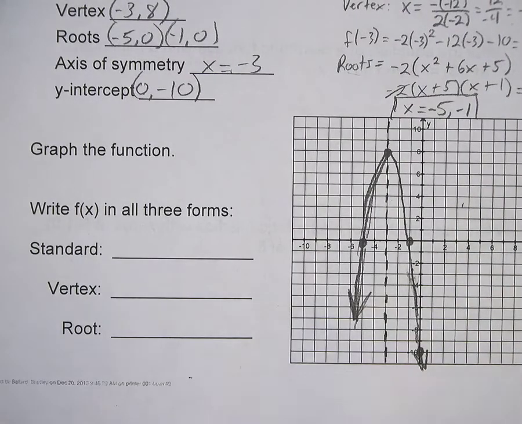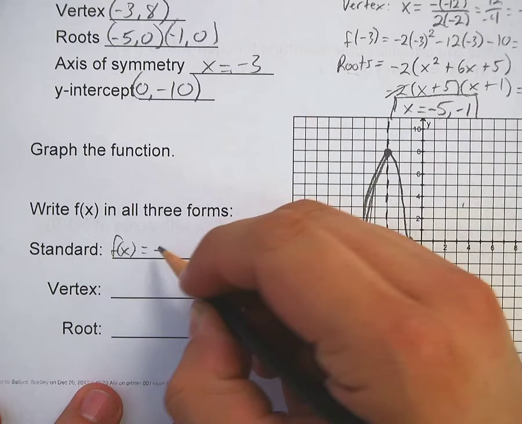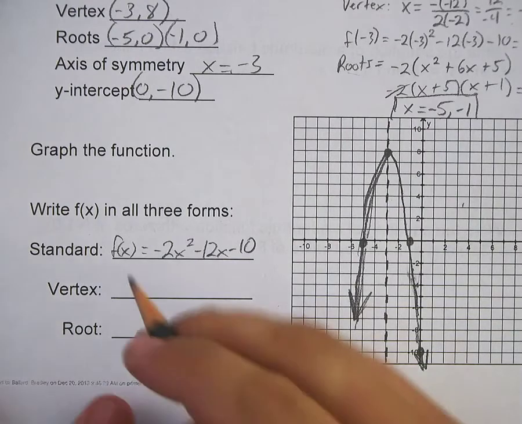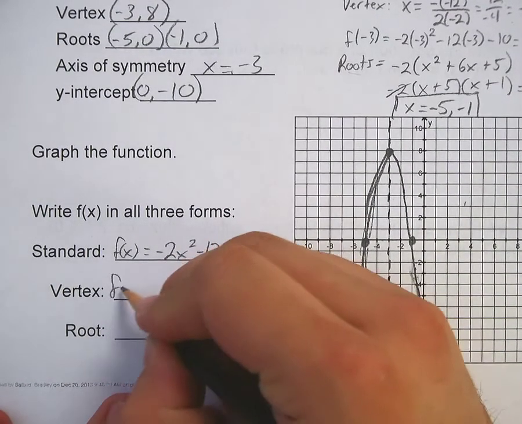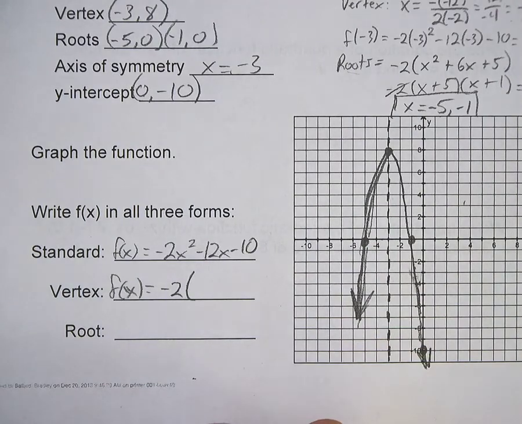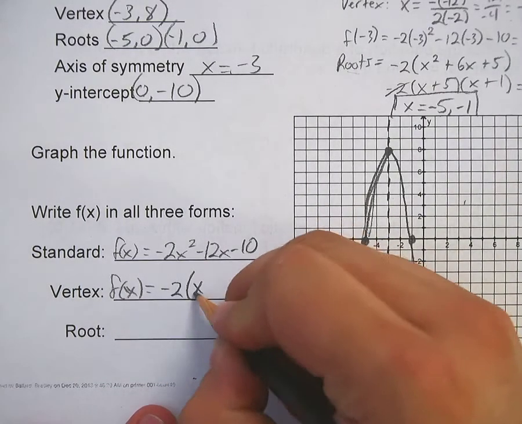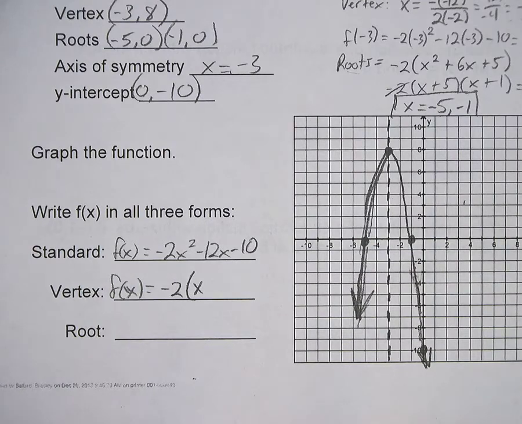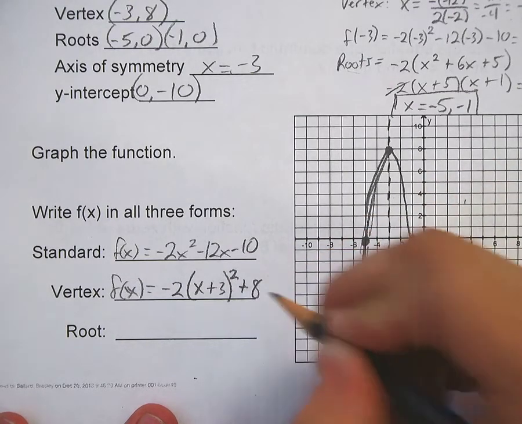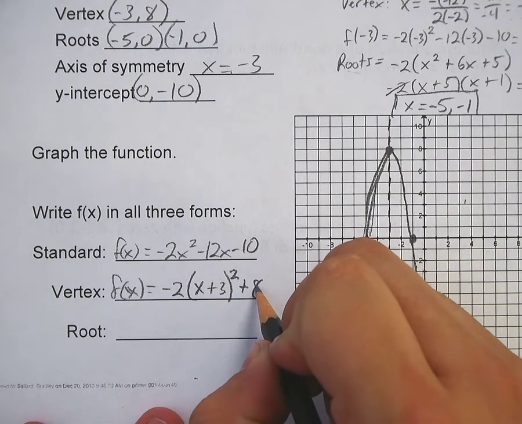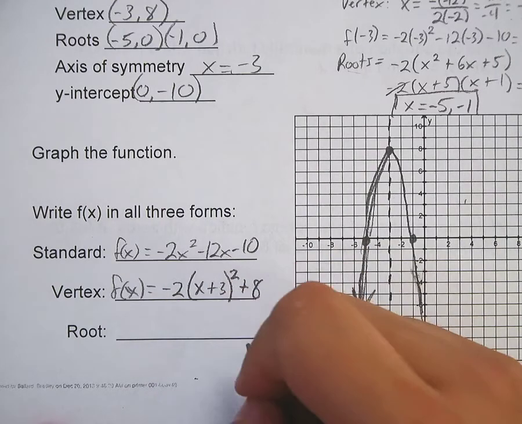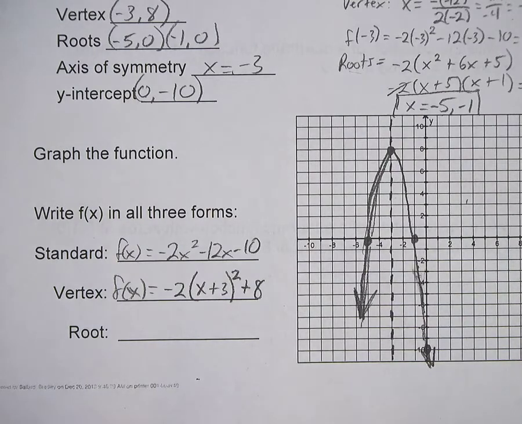That's okay. All right, so standard form was actually given to us: -2x squared minus 12x minus 10. Vertex form, from the top there, f of x equals your a value, -2, x minus h. So this is going to be x minus -3, so plus 3, squared, plus 8. Your vertex is -3, 8. All these equations are the same. If you multiply x plus 3 times itself and then distribute your -2, simplify, you get this. They're all the same.